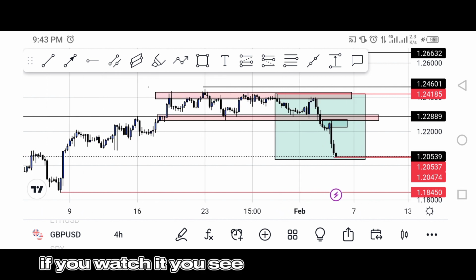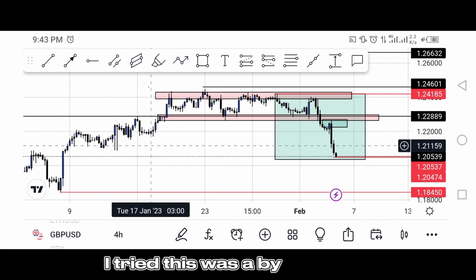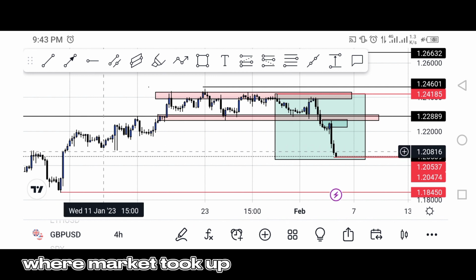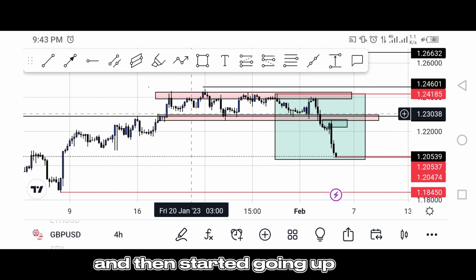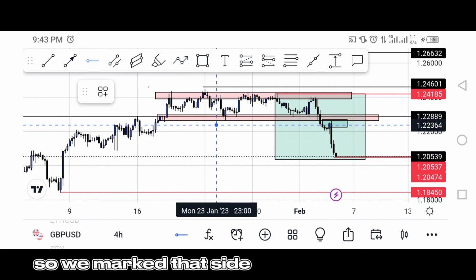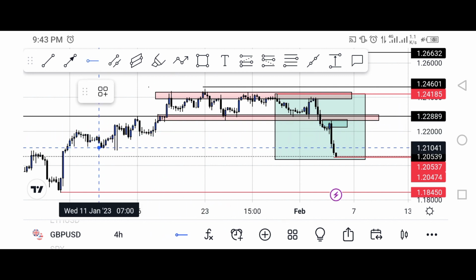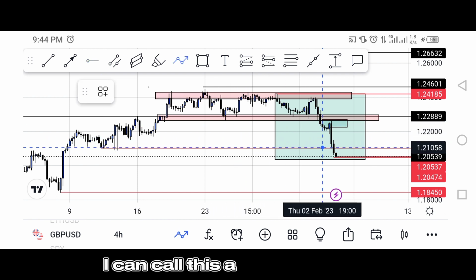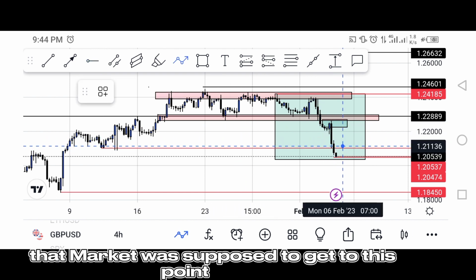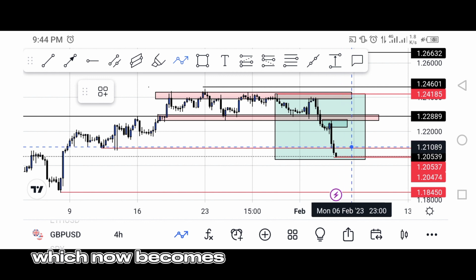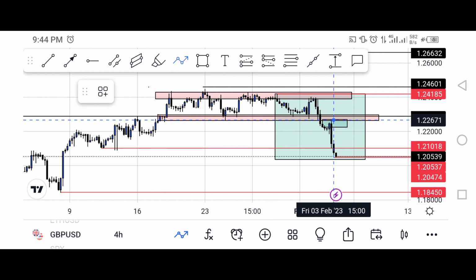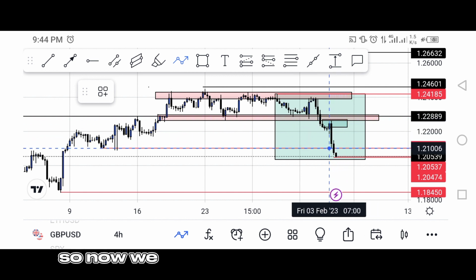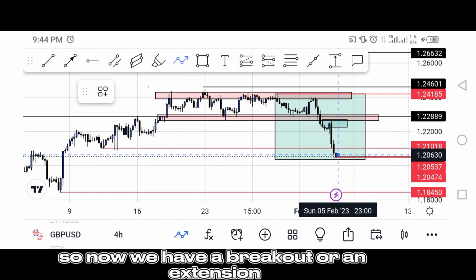If you watch it, you will see that this was a buy side. We had a buy side from here where the market took up liquidity and then started going up. So we'll mark that side as also a key zone. I can call this a breakout. The market was supposed to get to this point, which now becomes the new support, and here new resistance. The market was supposed to get to this point and go up. So now we have a breakout or an extension.